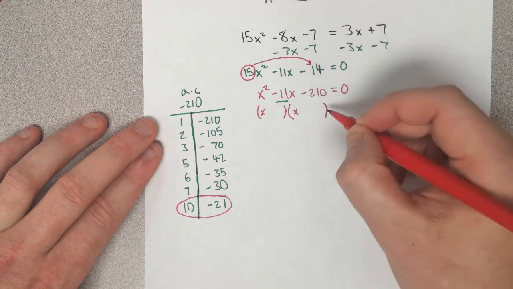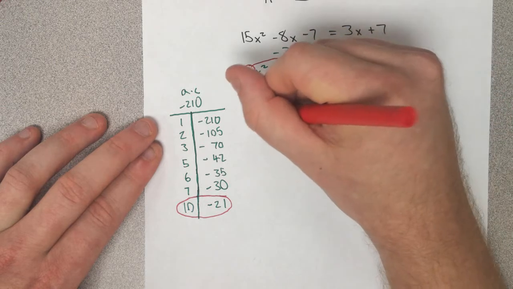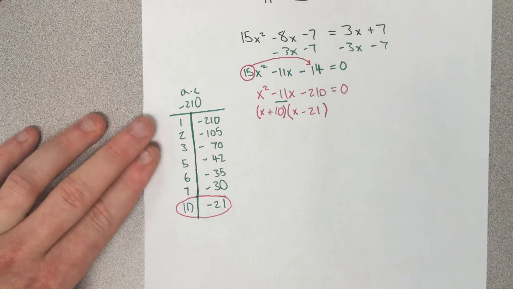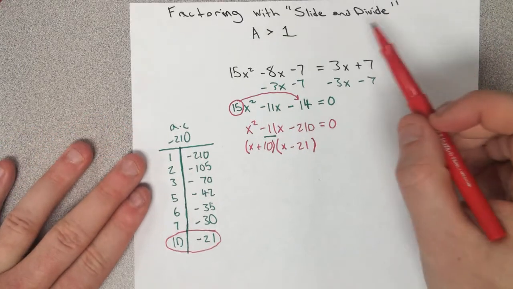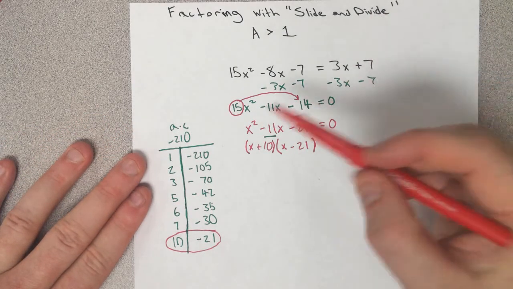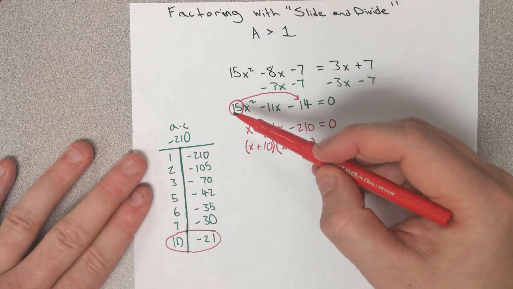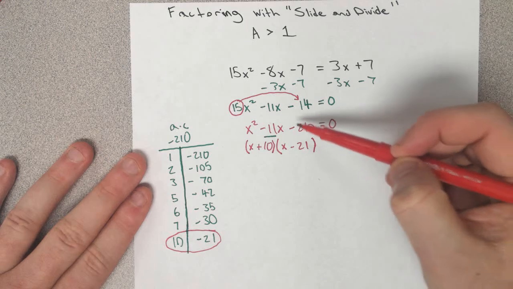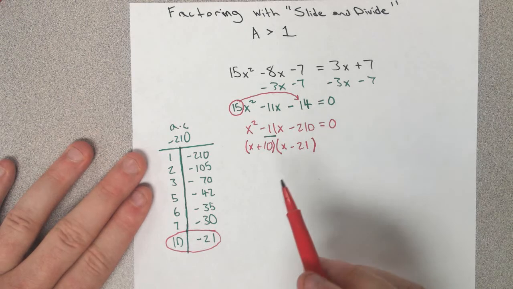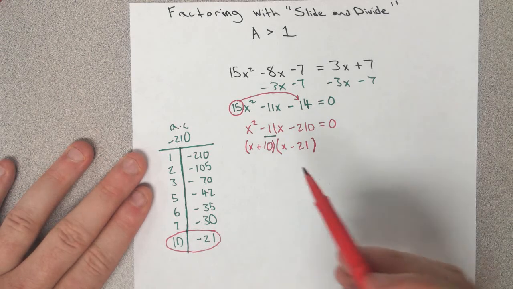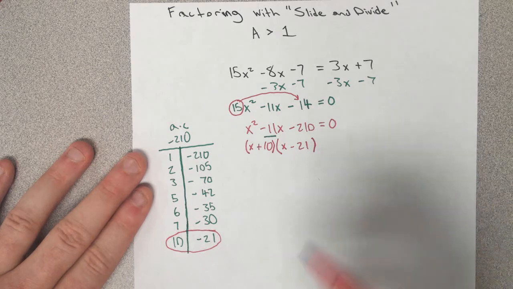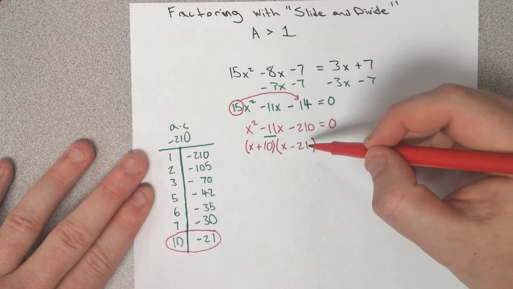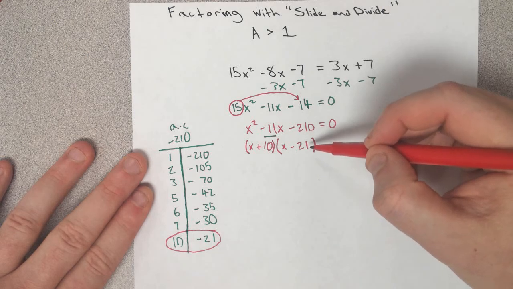So those are going to come into my parentheses here. I've got x plus 10 and x minus 21. Okay. Now here is where the divide part comes out, right? We have to keep into account that we slid this 15 into that number that we factored. So we have to go back into these numbers and find that 15 and divide it back out. Well, neither of these numbers can be divided by 15 evenly.